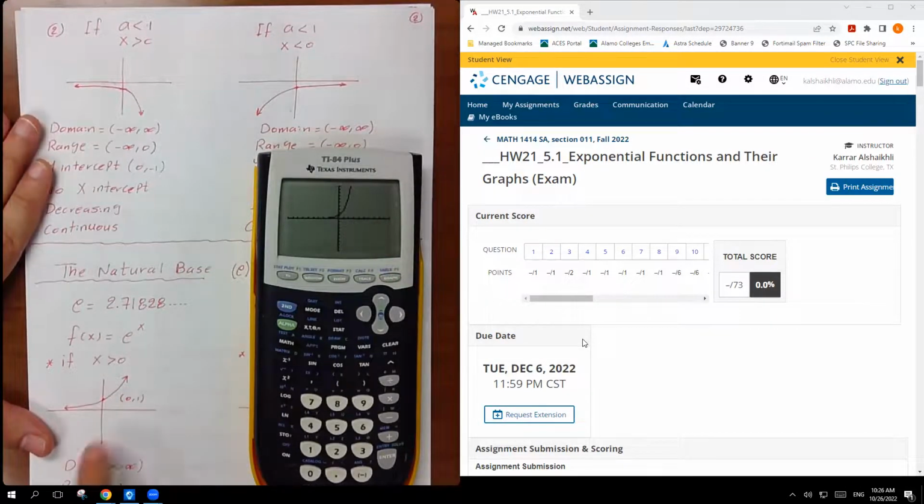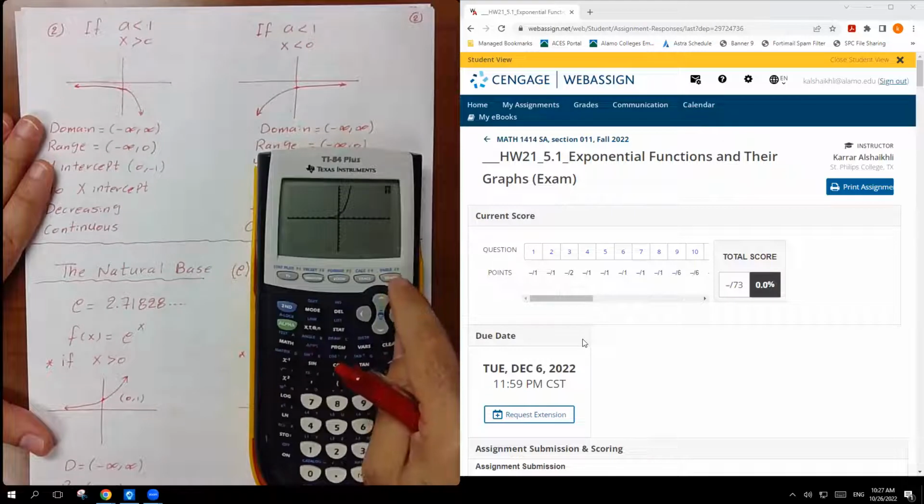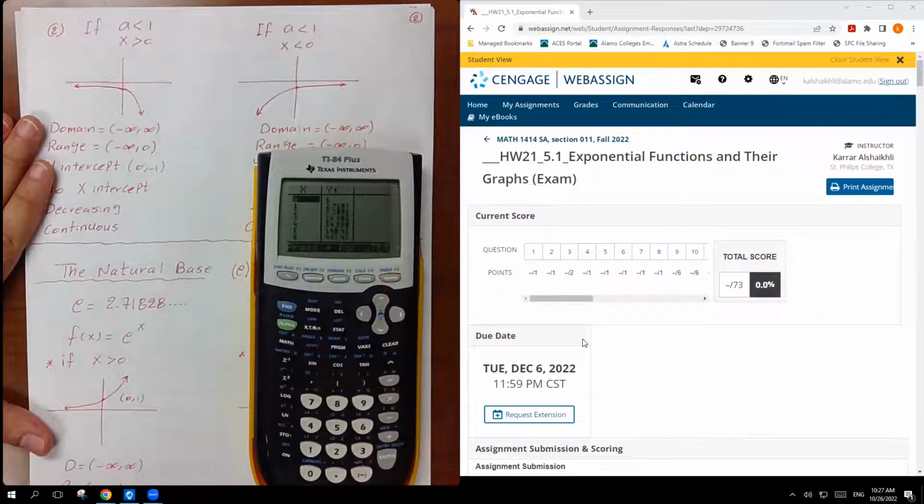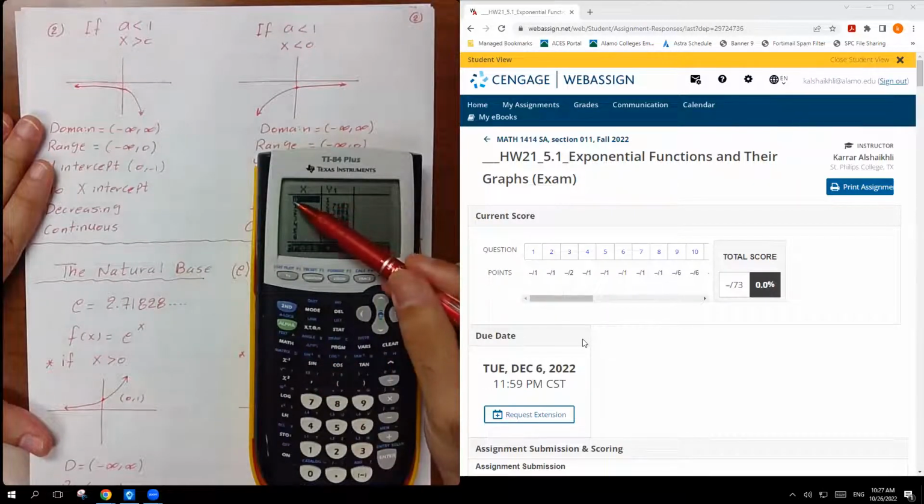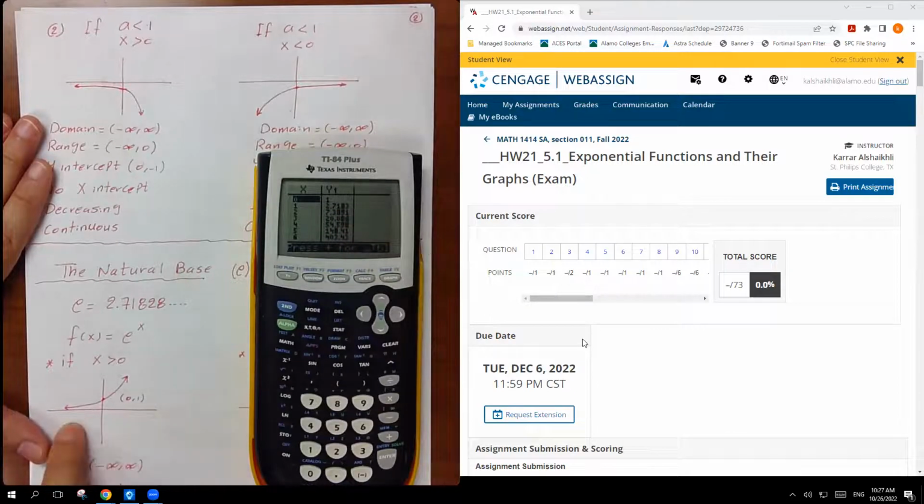If you want to see the y-intercept, you're going to click on the second and now check the table. If you see when x is 0, y is 1. That means this is the y-intercept. There is no x-intercept. If you look at the whole table, you're not going to find a value for x and y equals 0, because there is no x-intercept with this one. The domain is negative infinity to infinity and the range is from 0 to infinity.